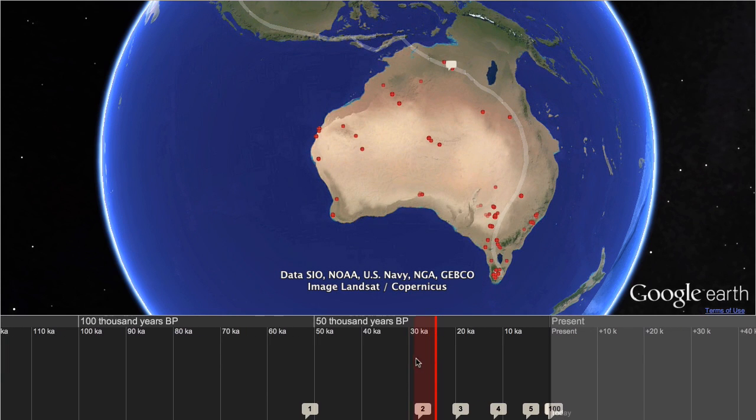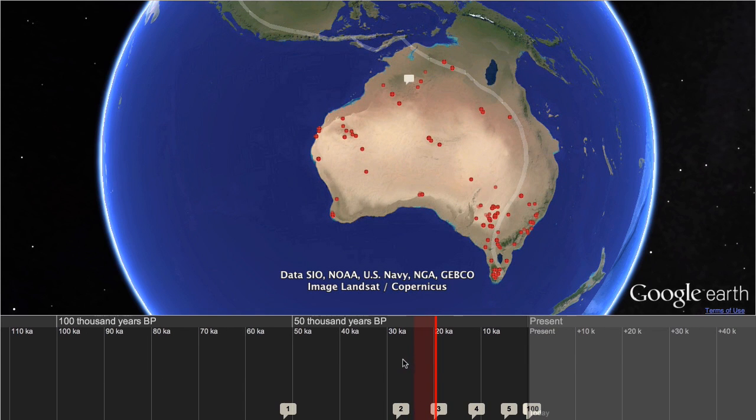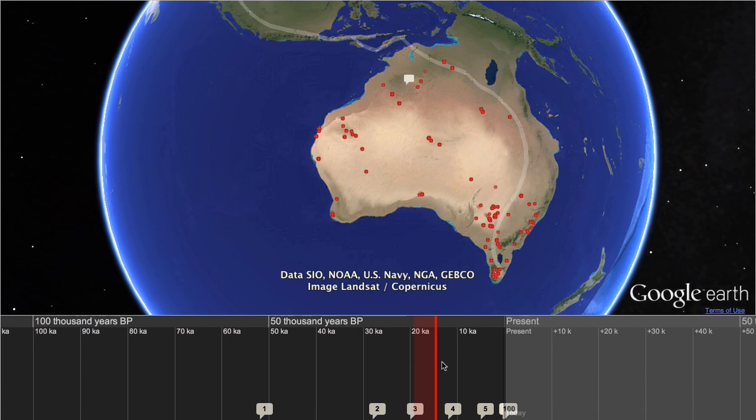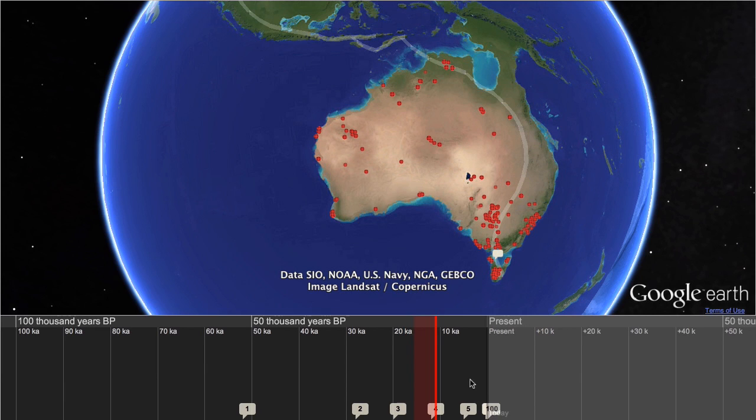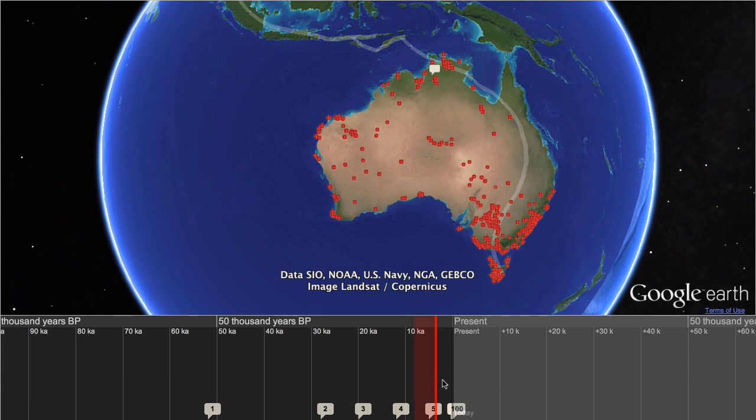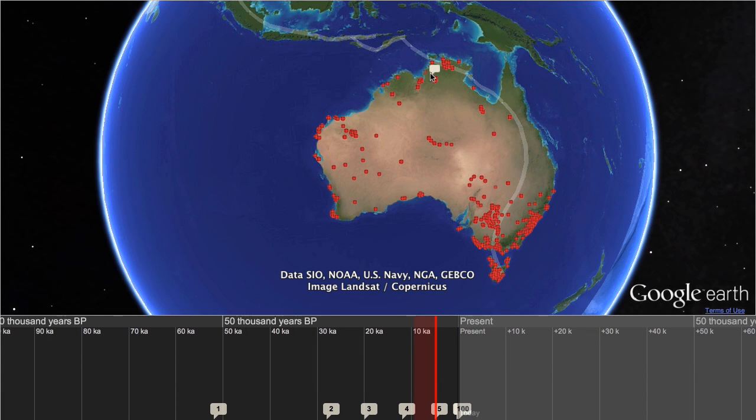You can see that's up in Kakadu area. Then we have the earliest evidence of the boomerang. Here we have Australia breaking off from Tasmania, and then up here is probably where the dingo would have arrived approximately, insofar as we know.